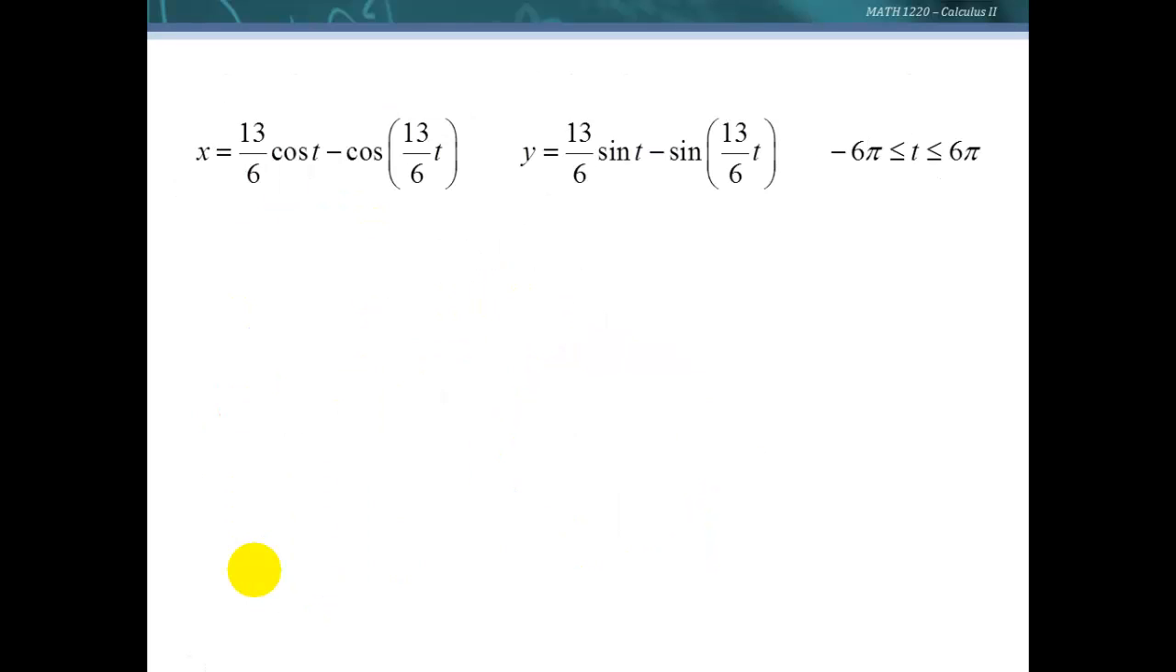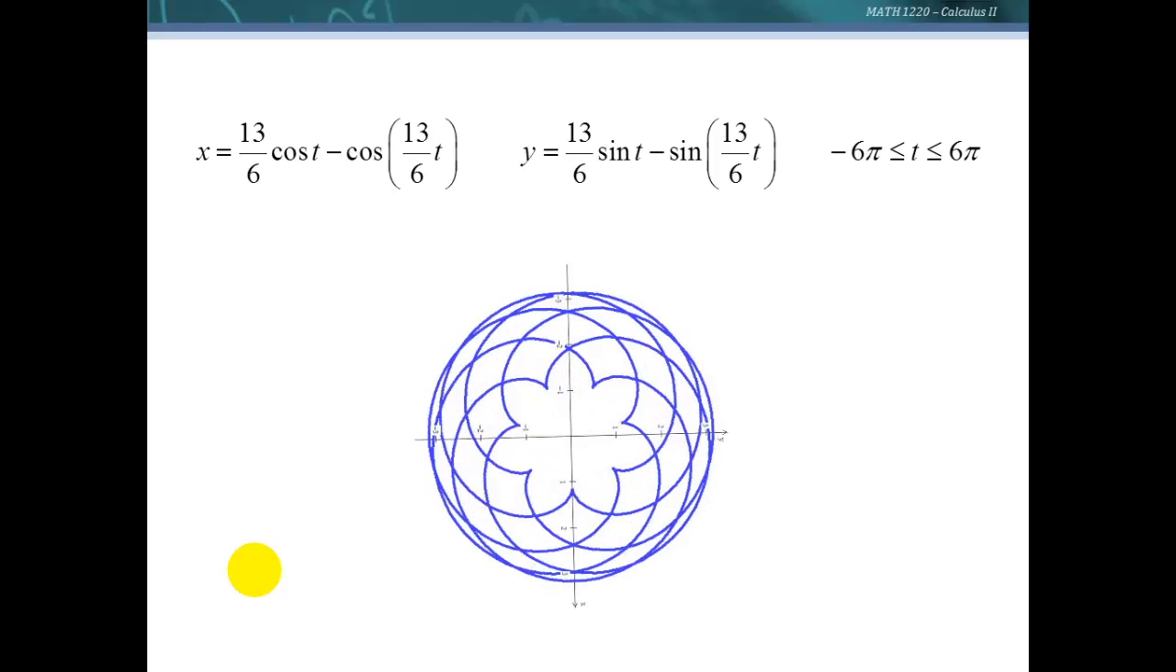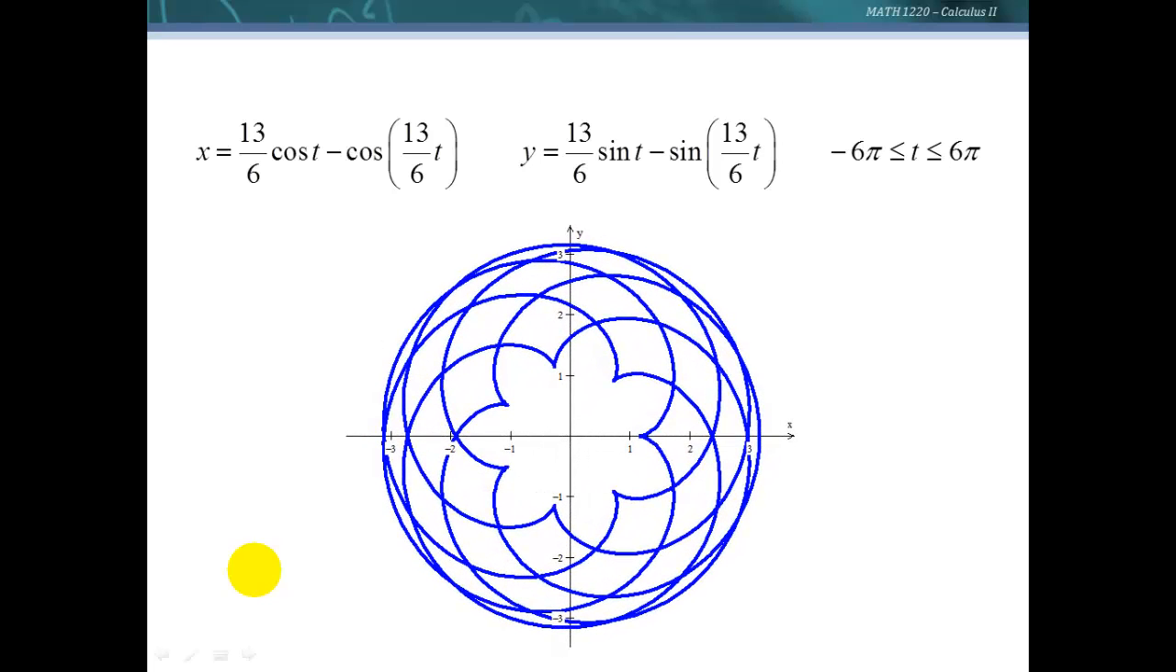Now we can get all kinds of fun things. Here's an interesting one parameterized in terms of t, x, and y, and as we go from -6 pi to 6 pi, look at our interesting shape here. So following this video, there will be some links where you can go play around with some of these parametric equations.